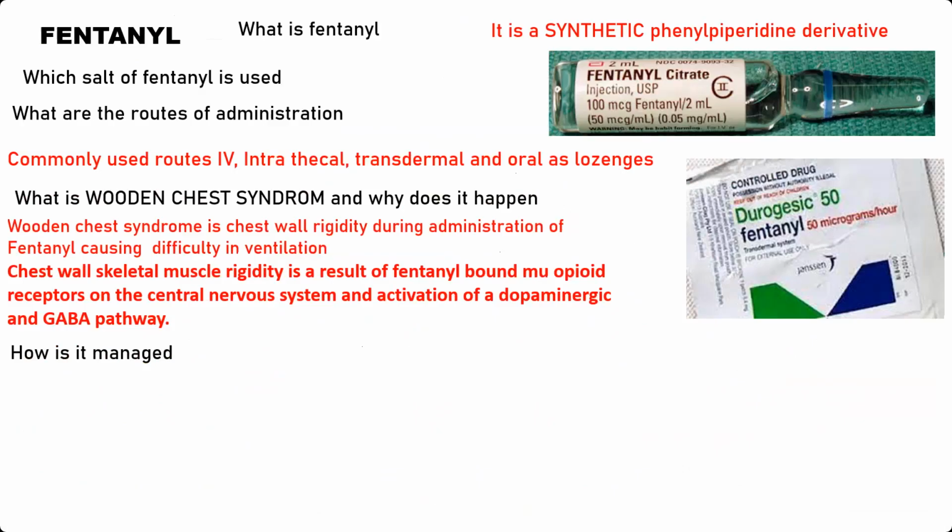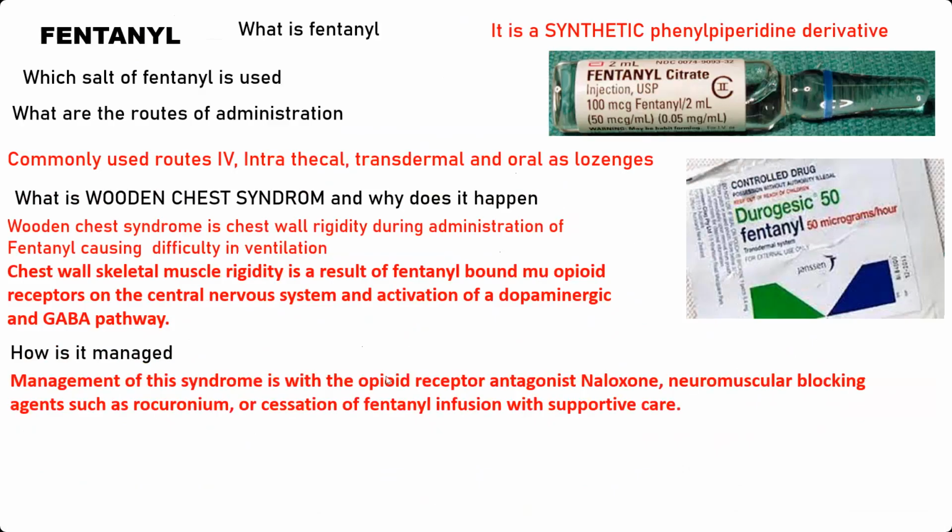So by giving 100% oxygen, positive pressure ventilation. Assisted ventilation, yes. It's by antagonist. You can also give naloxone if it is not getting relief, or by giving a neuromuscular blocking agent like rocuronium, or cessation of fentanyl infusion with supportive care.